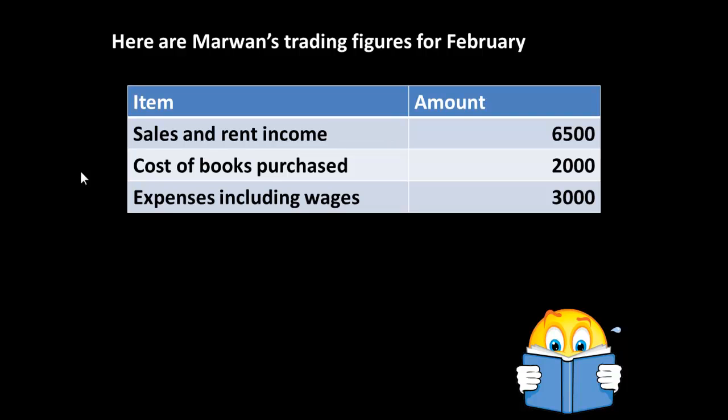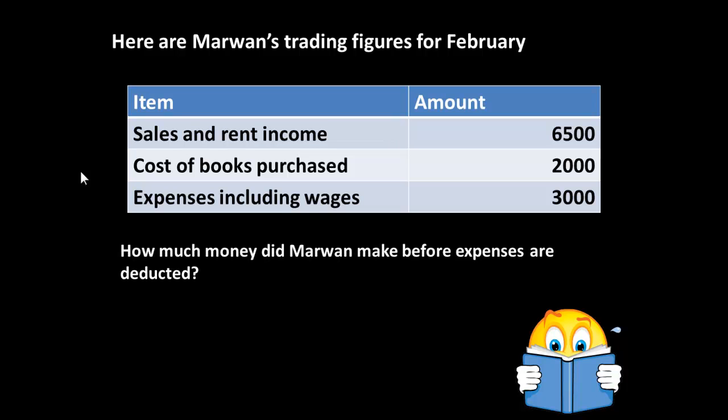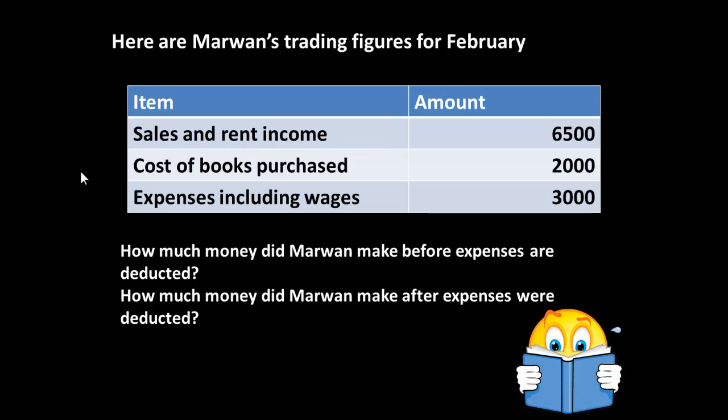He has sales and rent income of 6,500. He spends 2,000 on books, and he has expenses of 3,000 on wages. So before expenses are deducted, he has 6,500 minus the 2,000. That's 4,500. So that's how much money he made before the expenses were deducted. And how much money did Marwin make after the expenses were deducted? Well, you deduct 3,000 from the 4,500 and you have £1,500.